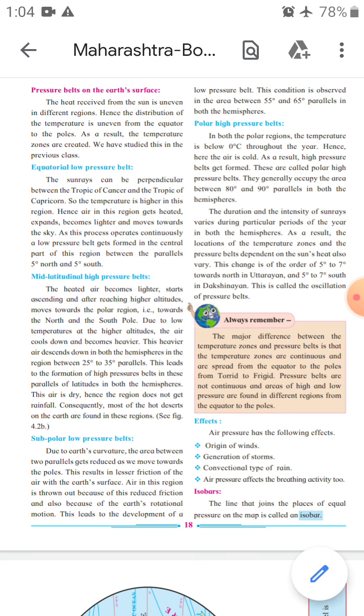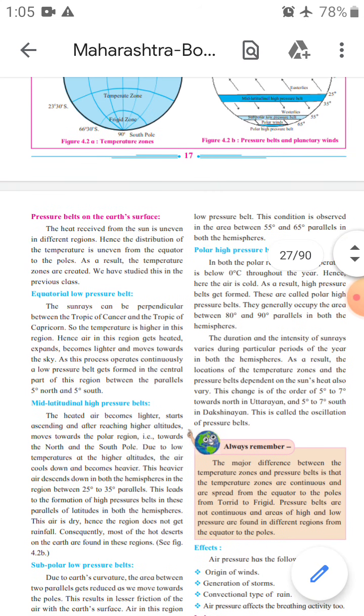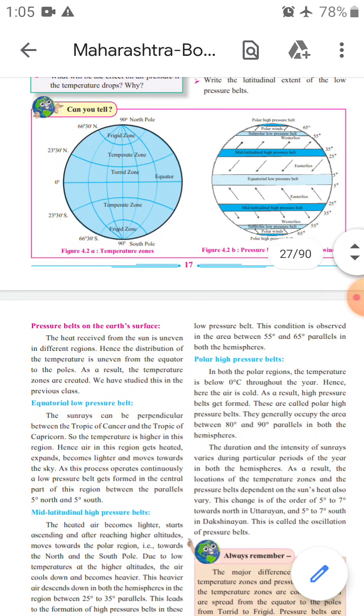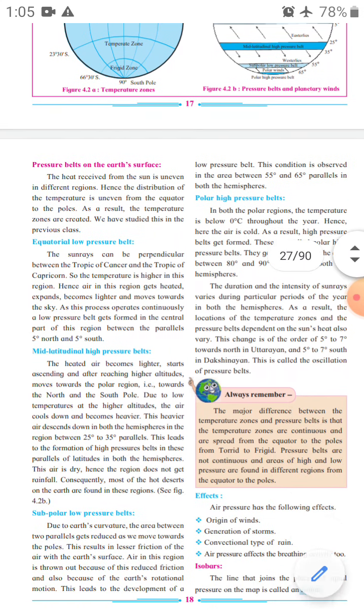Hence air in this region gets heated and expands and becomes lighter and moves towards the sky. And as this process operates continuously, a low pressure belt gets formed in the central part of this region between the parallels, that is 5 degree north and 5 degree south. See in the above picture we can also see this type of equatorial low pressure.